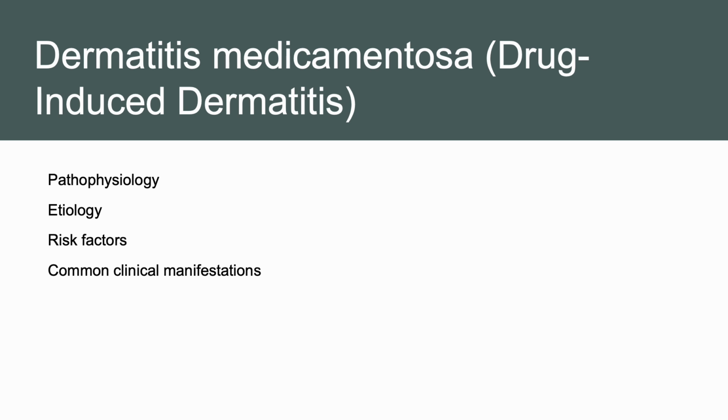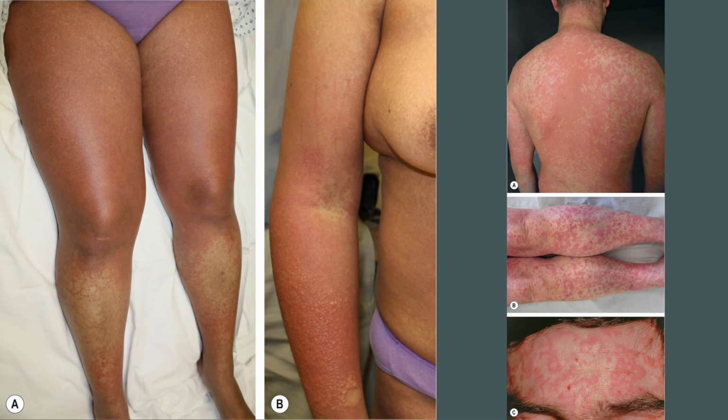Common clinical manifestations show a widespread erythematous rash, often morbilliform or maculopapular. There's often pruritus and discomfort. Sometimes there's fever and systemic symptoms in severe cases, such as with DRESS syndrome, which stands for drug reaction with eosinophilia and systemic symptoms. Here are several clinical images of drug-induced dermatitis.